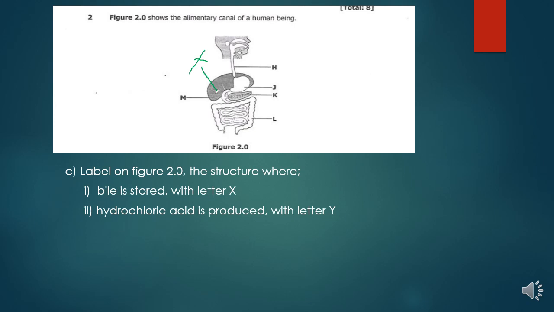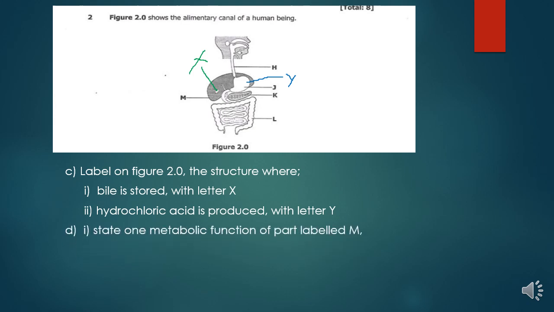Roman numeral 2 says, label on figure 2.0 the structure where hydrochloric acid is produced, and I need to label it with Y. So I'm going to use a different ink, I'm going to use blue. Hydrochloric acid is actually produced in the stomach, or by the stomach. And I'm going to label this with letter Y. That is where hydrochloric acid is produced.